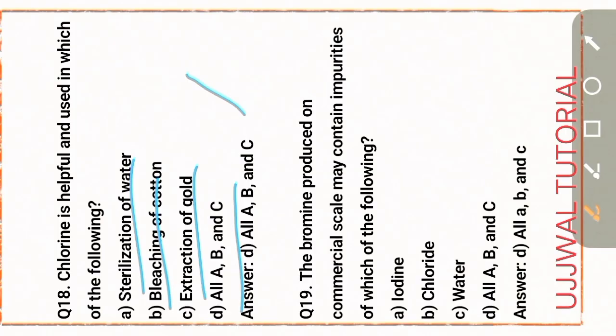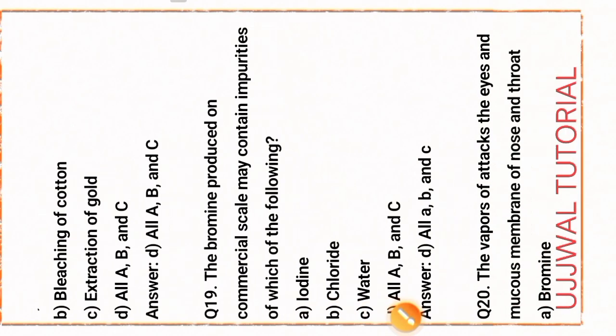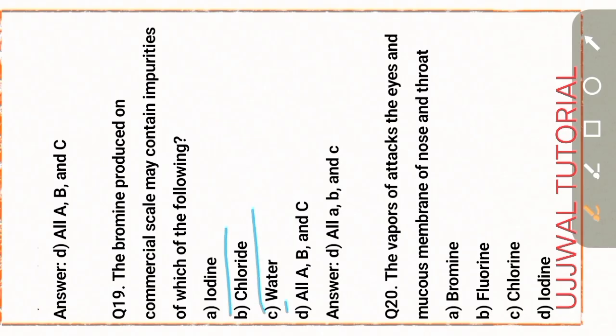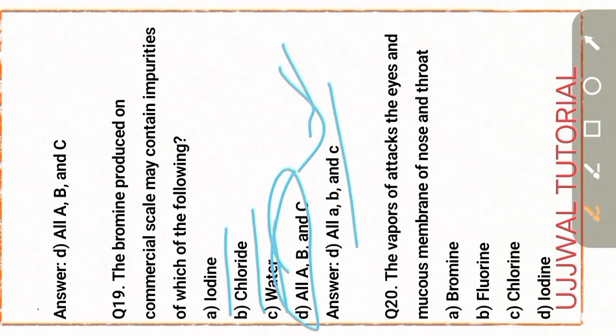Okay, next question, question number 19. The bromine produced on commercial scale may contain impurities of which of the following? Those are iodine, chloride and water. Option D is the right answer.